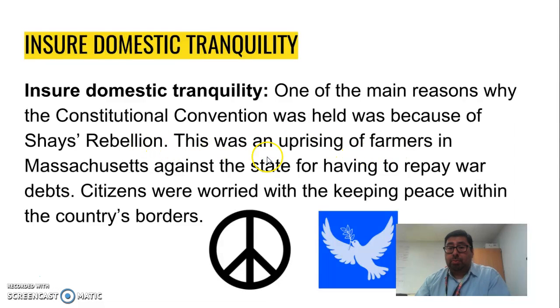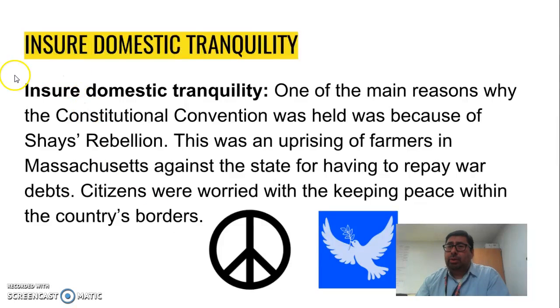This was an uprising of farmers in Massachusetts against the state for having to repay war debts. Citizens were worried about keeping the peace within the country's borders. Some people didn't agree with the results of the war, and there would be some fighting. So they were trying to make sure that there was peace in this new country.